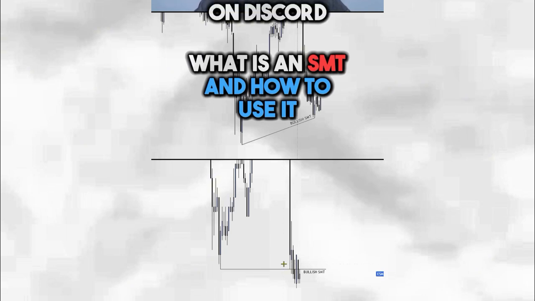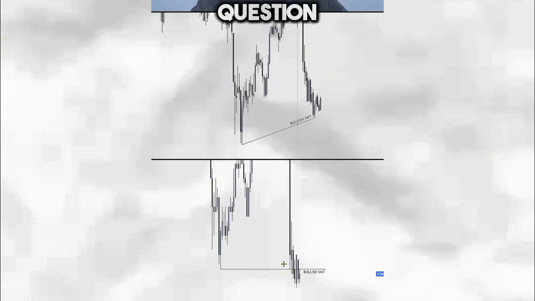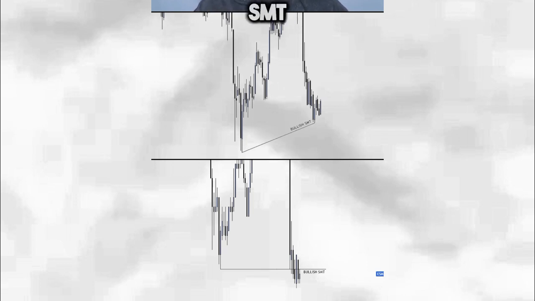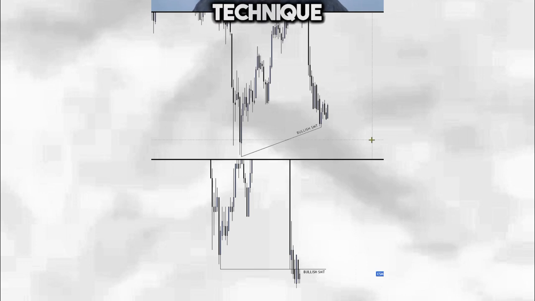I trade live on Discord every single day to hundreds of traders, and the most common question I get asked in the chat is what is an SMT and how is it used? So with my 80% win rate day trading strategy, I implement SMTs into my trading. All an SMT stands for is Smart Money Technique Divergences.